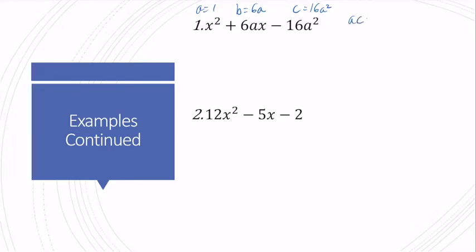So AC in this case is just going to be 16A squared, and B is negative 6A. So I need to find some factors. It's negative 6A. You can't forget that negative. So I need to find some factors of 16A squared that add up to negative 6A.